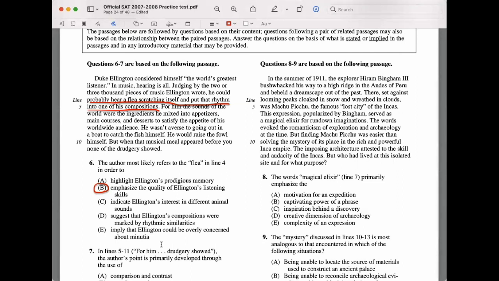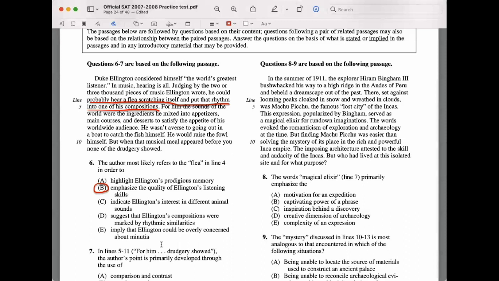So, again, this passage is packed with a lot of information. You know that there was this explorer, Hiram Bingham III, who discovered this archaeological relic in 1911. And this was on a high ridge in the Andes, right? So it wasn't something that was easily accessible. And he coined it the famous lost city of the Incas, right? That was his expression. It served as a magical elixir for rundown imaginations.